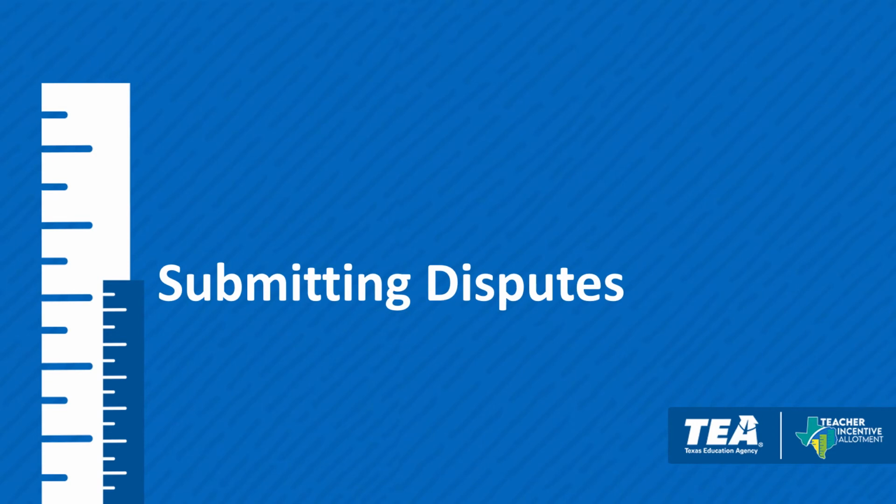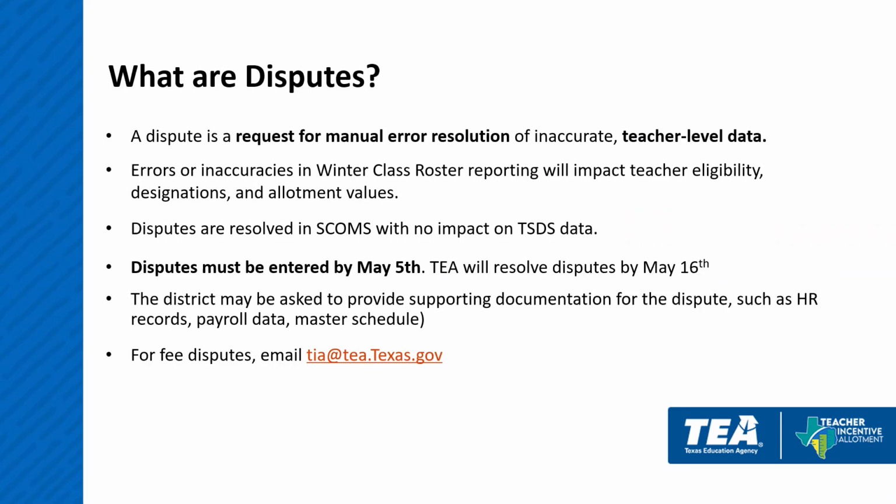So now we'll look at submitting disputes. If everything in your allotment data looks accurate, there's no need for a dispute, and you'll move straight ahead to confirm. However, if you catch any discrepancies in your local records and SCOMS data, you will need to submit a dispute. So a dispute is a request for manual error resolution of inaccurate teacher level data. So errors or inaccuracies in the winter class roster may impact teacher eligibility, their designation, and their allotment values.